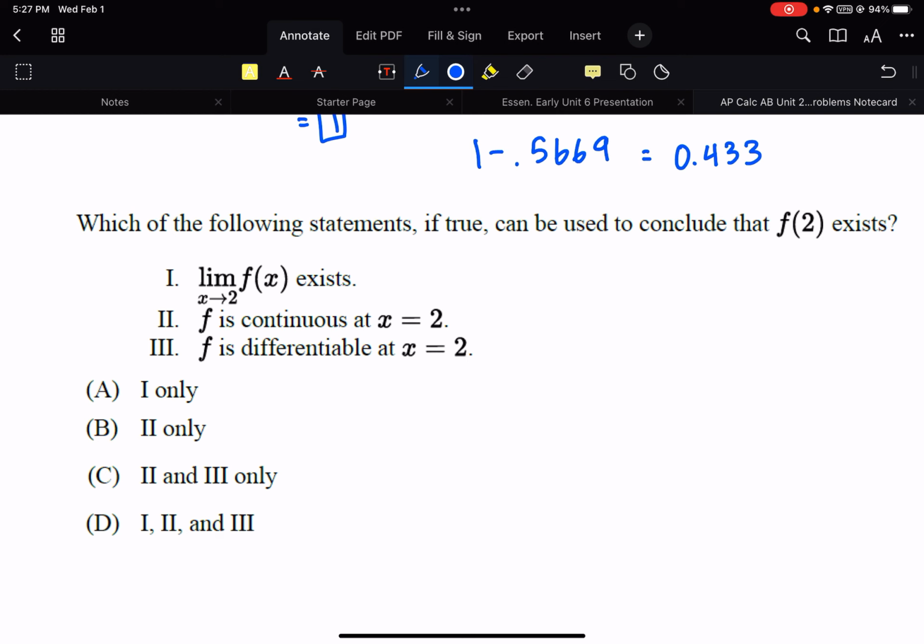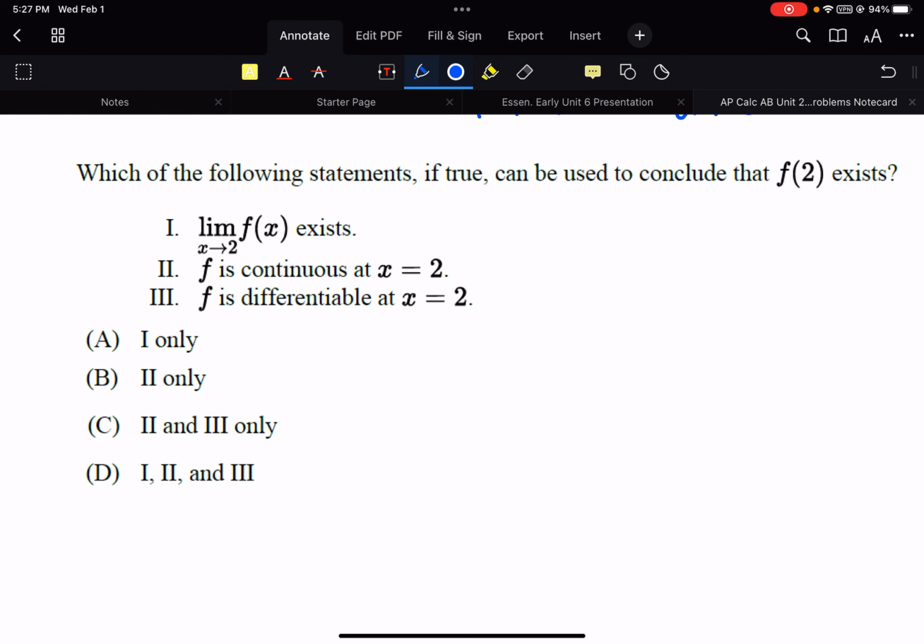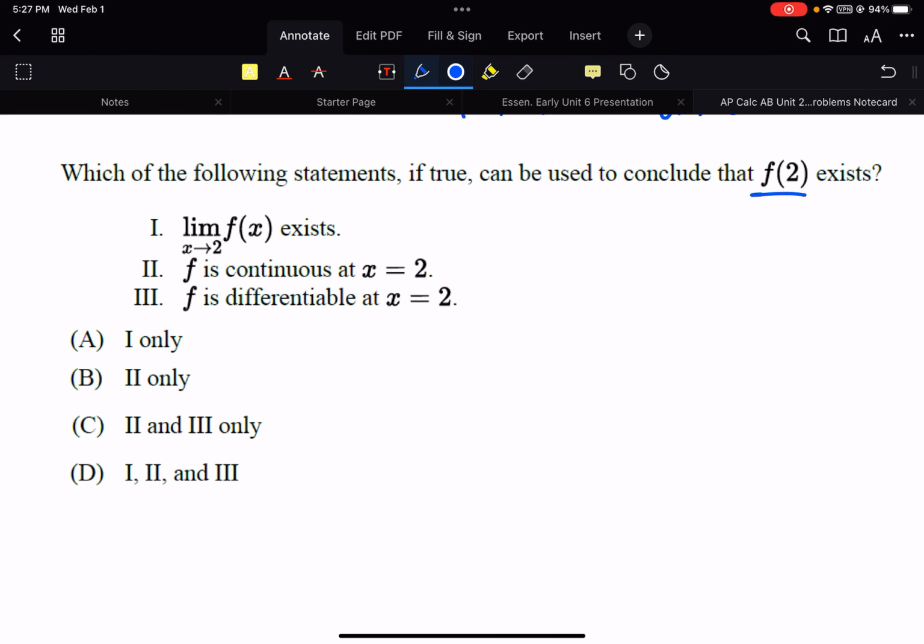Let's look at this one. Which of the following statements, if true, can be used to conclude that f of 2 exists? So the first one, the limit as x approaches 2 of f exists. If we know a limit exists, we know nothing about the actual point. A limit just tells us what's happening around that point. It doesn't tell us anything about it. So that's not going to tell us the function exists there.